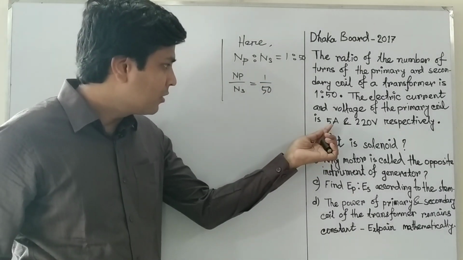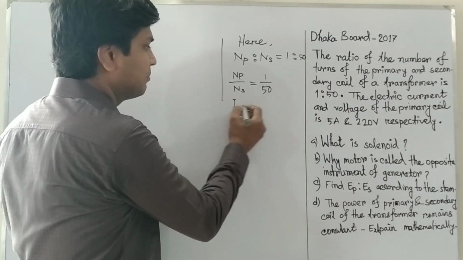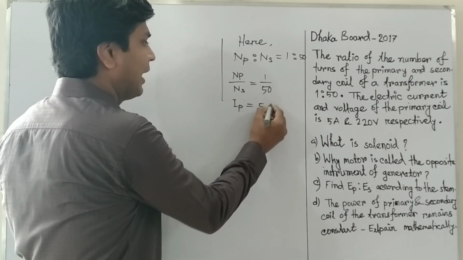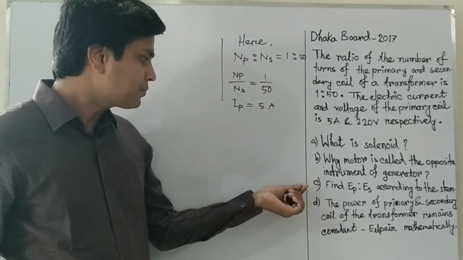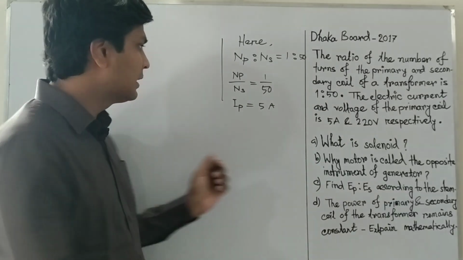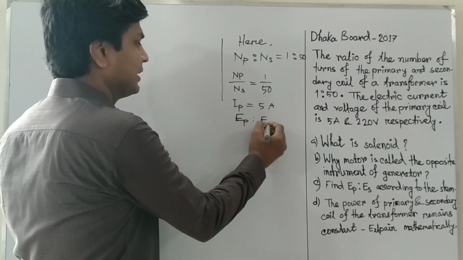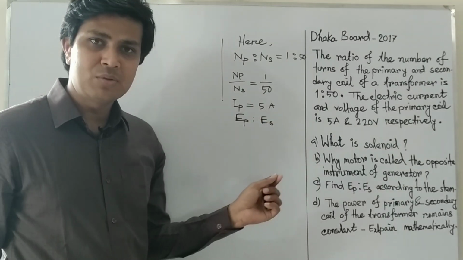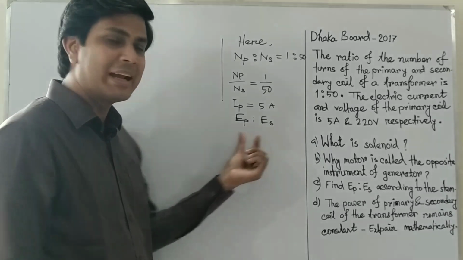And here also the electric current in the primary coil is given, 5 ampere, and we have to calculate the ratio of EP to ES. That means we have to calculate the voltage of the primary coil and secondary coil.